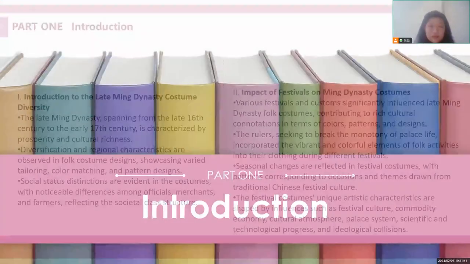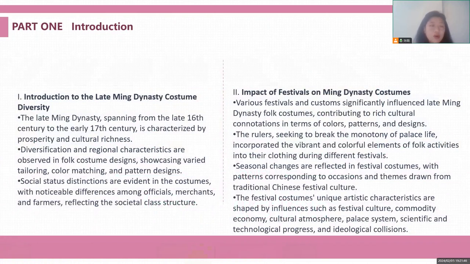Part 1, introduction. There are two parts in my part 1 introduction. The first is introduction to the late Ming Dynasty costume diversity. The late Ming Dynasty, spanning from the late 16th century to the early 17th century, is characterized by prosperity and cultural richness. Diversification and regional characteristics are observed in the costume designs, showcasing varied terrain, color matching, and pattern designs. Social status distinctions are evident in the costumes, with noticeable differences among officials, merchants, and farmers reflecting the societal class structure.